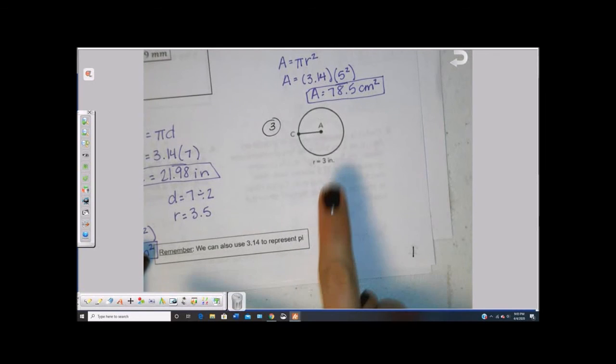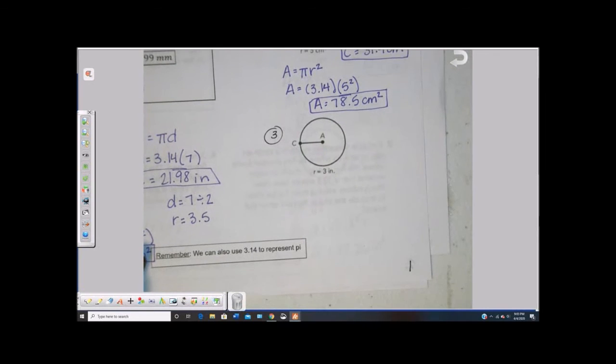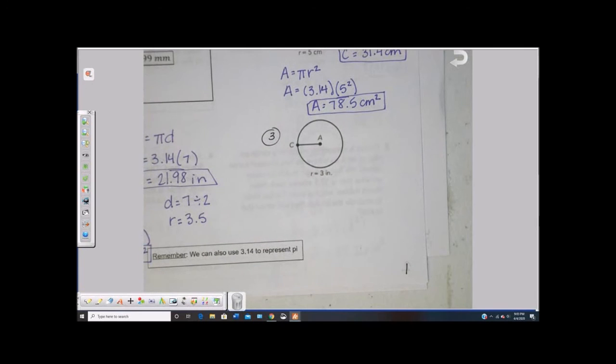I want you to try and do number 3 on your own, and I want you to post your answer to Google Classroom. If you have questions, just feel free to Google Classroom, email, remind. Either one of those 3 will work.